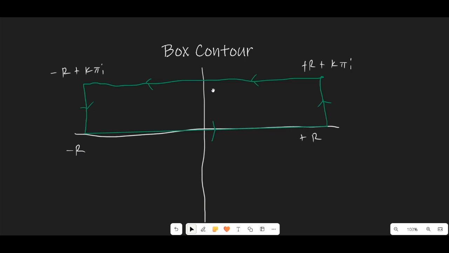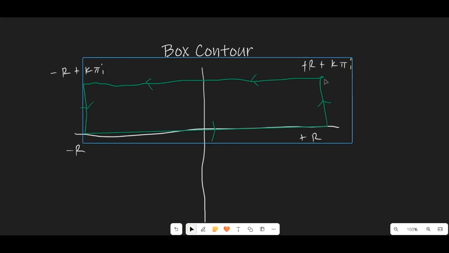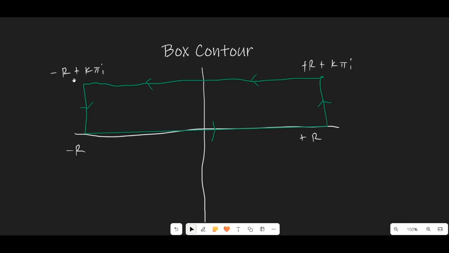So with the box contour, we're running from negative r to positive r, which is pretty much just going to be negative infinity to positive infinity. Then we go upwards in the imaginary direction to plus r plus k pi i, then to minus r plus k pi i, and then we close the contour back down.